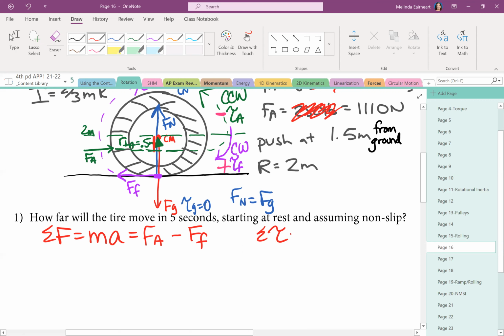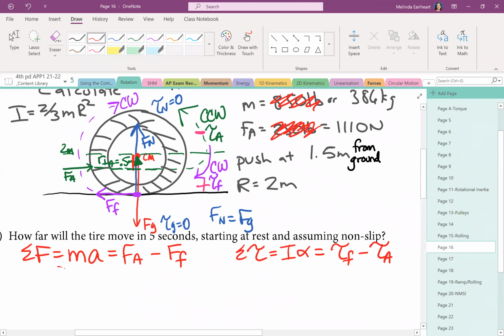Net torque equals I alpha. And we said clockwise torque friction minus counterclockwise torque applied. And then we plug our equations in, what we know. So I'll plug in some numbers as we go, like mass, that's the 386. I don't know acceleration, but wouldn't that be helpful to know to find the displacement? So actually, before we solve for displacement, we've got to solve for the acceleration first.